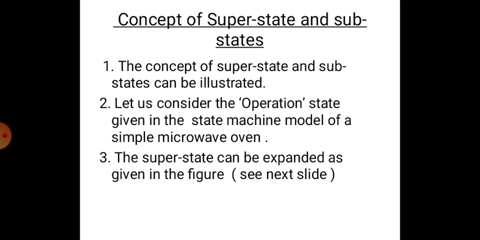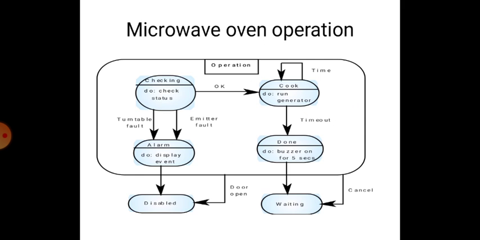Let us consider the operation state. In the main microwave oven diagram, we have seen there is a state named operation towards the very right. You can check in the middle. The superstate can be expanded as given in the figure. So we'll be expanding the superstate called operation in the next slide. You can just check it.